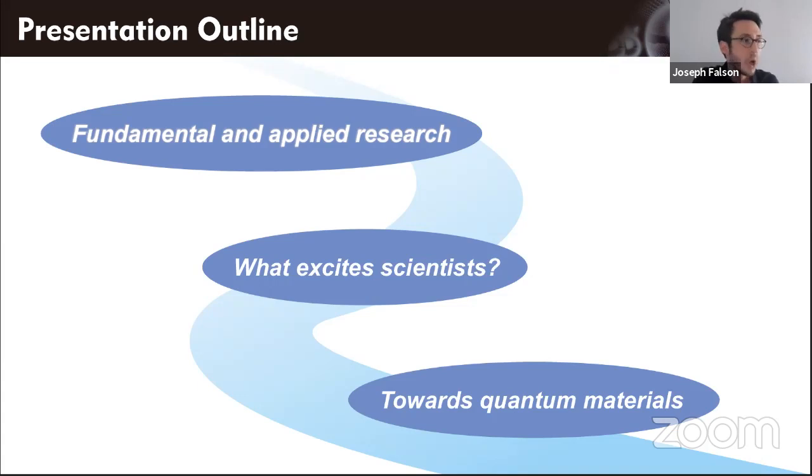And this is kind of what are the overarching themes which really excite the community and get us scratching our heads and fighting against each other, and trying to come up with ingenious solutions or ingenious explanations for what seem like incredibly complex problems. And then finally, I'll be touching on kind of the idea of towards quantum materials.